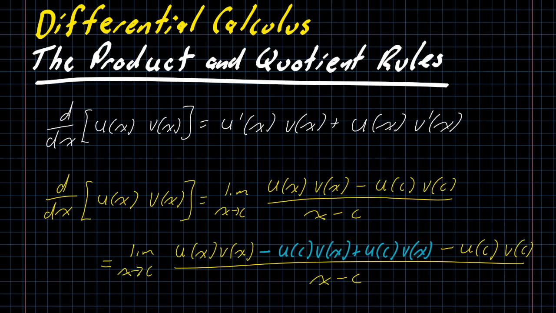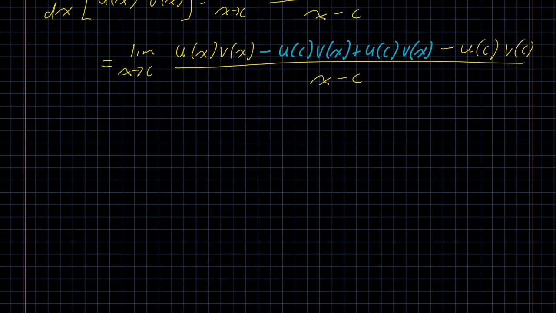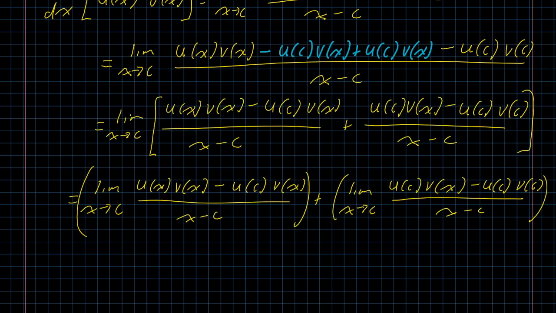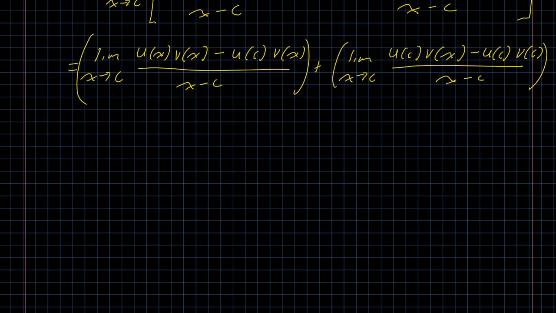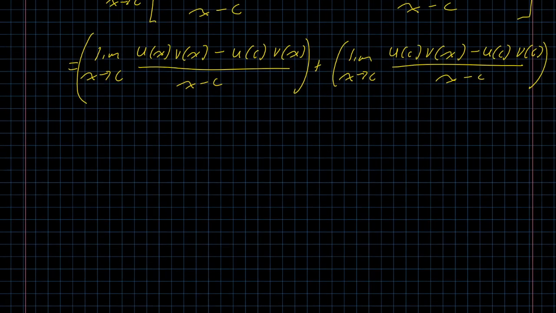And I'm going to use the x goes to c limit definition of the derivative in this case. And immediately I am going to use mathematicians' favorite trick of adding and subtracting something that wasn't there before. In this case, u of c, v of x. Doing that will allow me to split this limit up into two. And then I can look at each on their own. In the first limit, there's a v of x in common. In the second limit, there's a u of c in common. I can factor those things out.